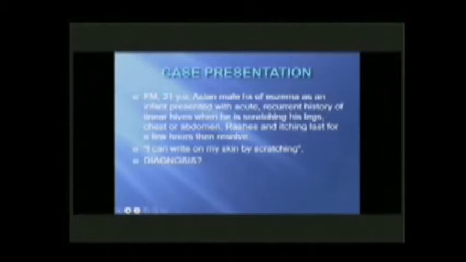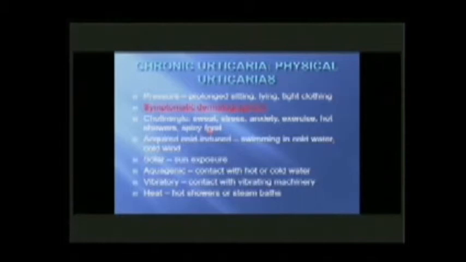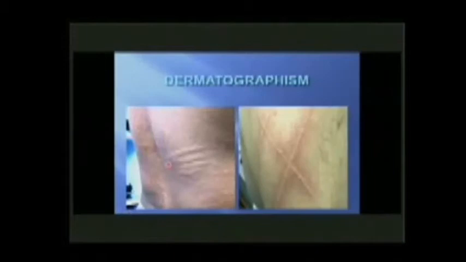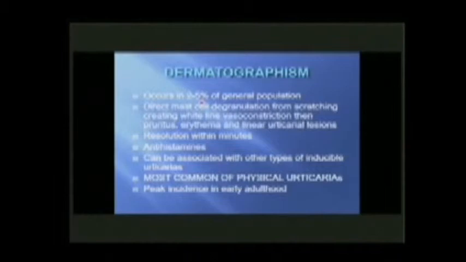So the next classification of physical urticaria would be dermatographism. So this is in our graph, the majority of cases with a physical urticaria manifest as dermatographism. So these patients come in with dramatic lesions on their skin, especially on areas that they scratch or touch or irritate. It affects 2 to 5% of the general population, and it results from direct mast cell degranulation, usually from scratching.